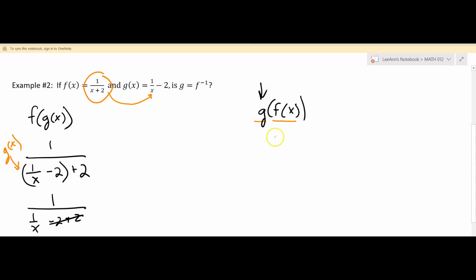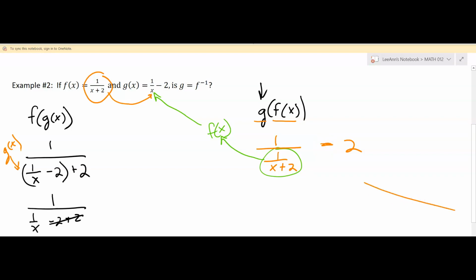Okay, so I'm going to write 1 over f of x, which is 1 over x plus 2, minus 2. Okay, now this part right there, that's the f of x. Okay, so that's going in right there. So it's 1 over that f of x, and then that minus 2 is out to the side.